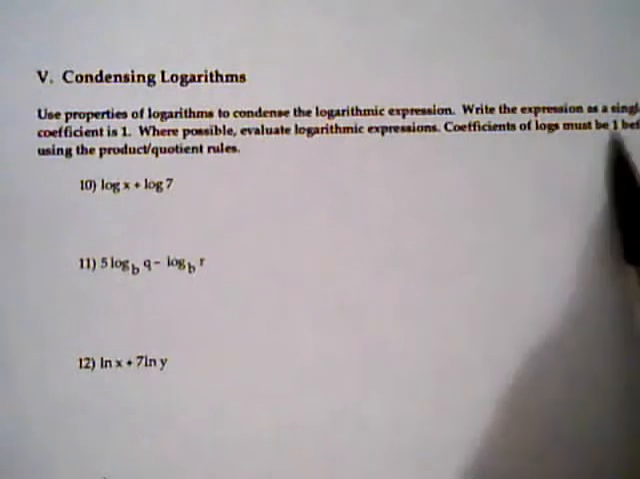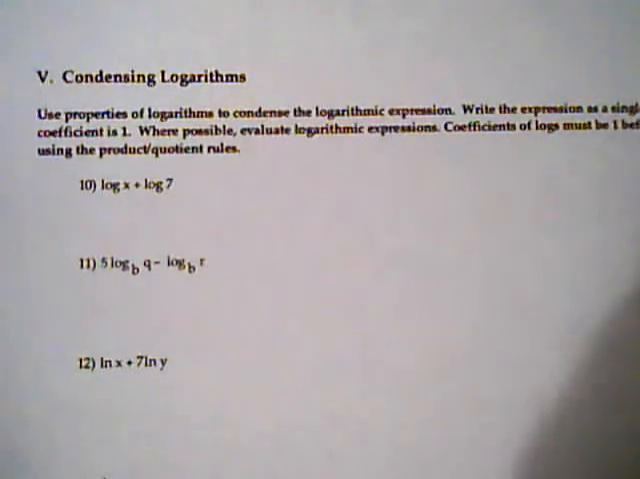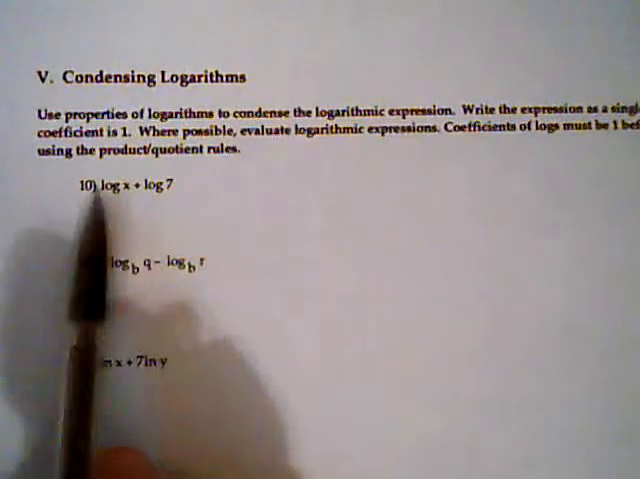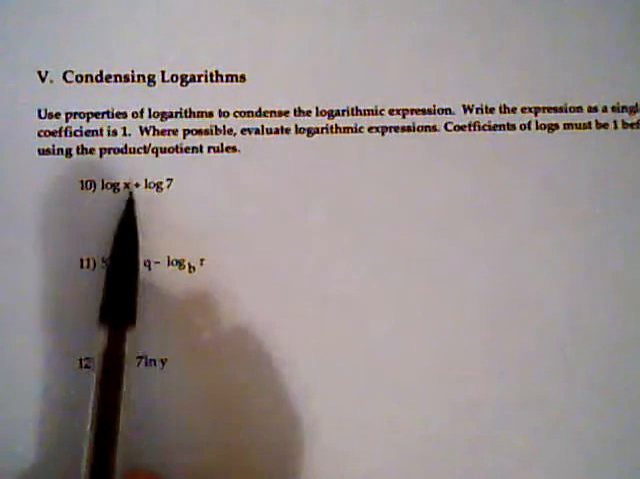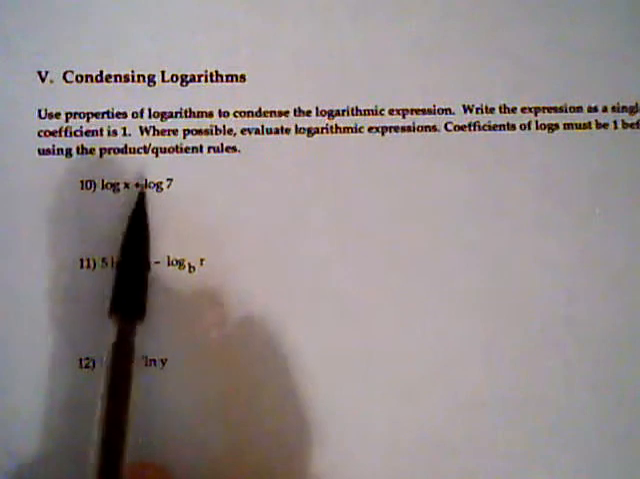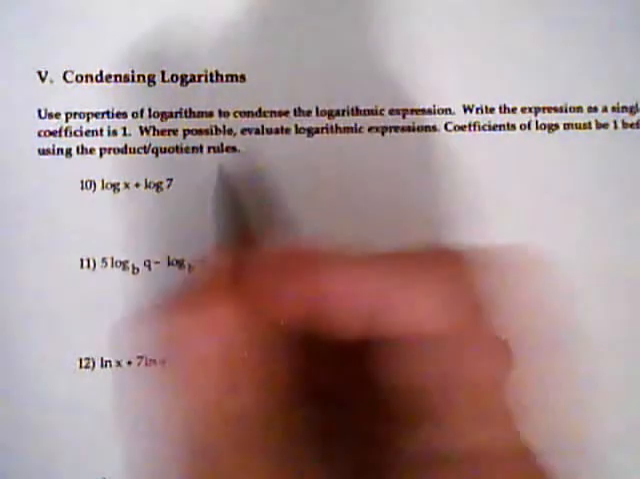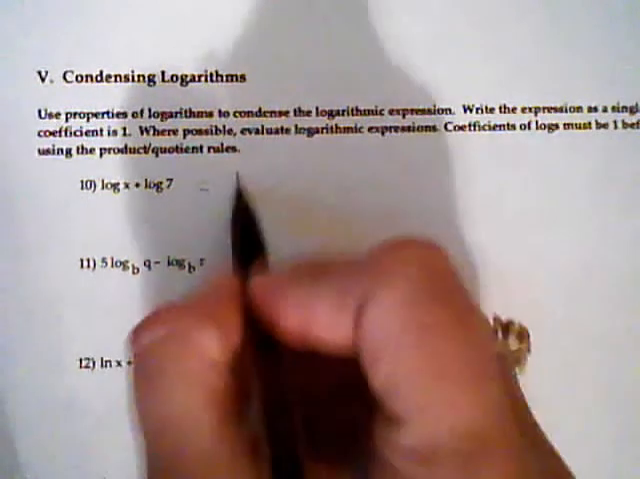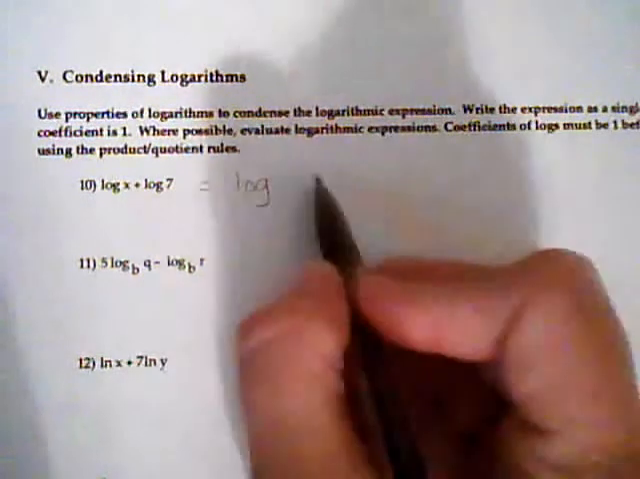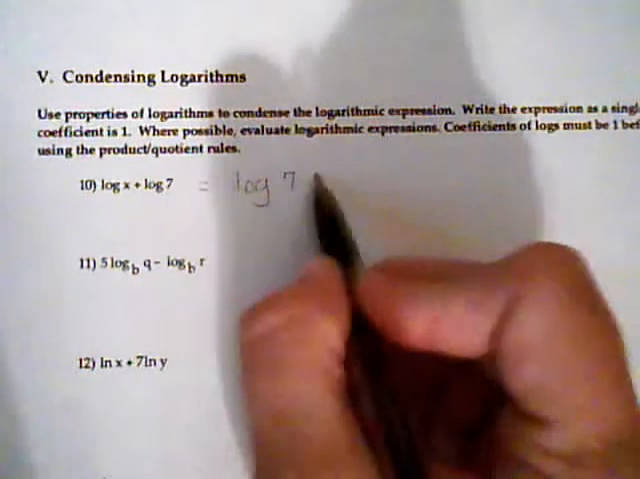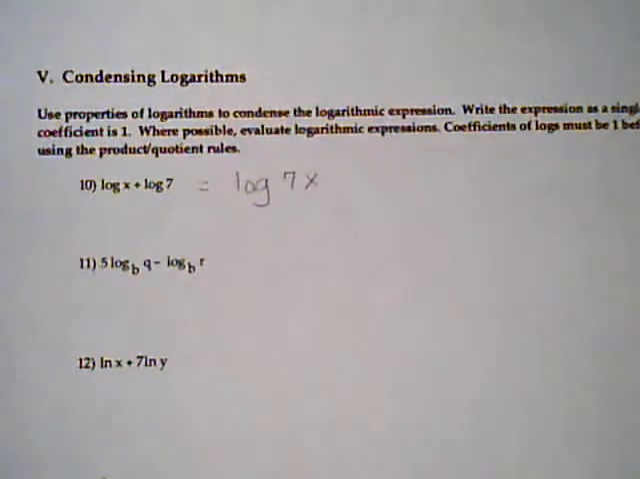Coefficients of logs must be 1 before condensing them using the product or the quotient rules. Okay, so as I look at number 10, the coefficients of both of these are already 1. So I'm going to look at how they're related. We're adding, so this is the opposite of the product rule, which means I can condense this to 1 log of, it would be base 10, of x times 7, so we would just write that as 7x.